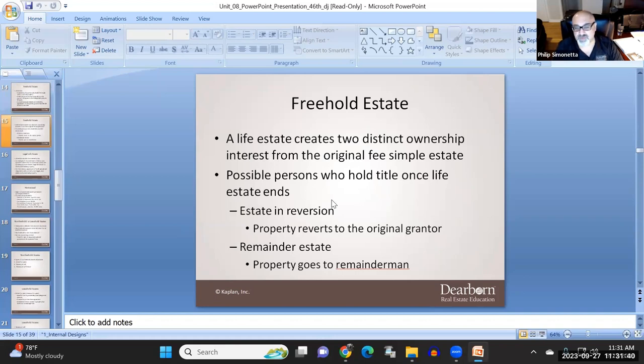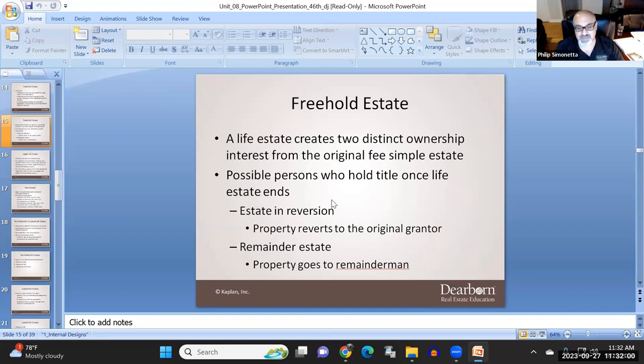So a life estate creates two distinct ownership interests from the original fee simple estate. Possible persons who hold title once a life estate ends. So when that life estate ends and that person dies, there's two ways it can be done. It's called an estate in reversion. That's when it reverts to the original grantor.